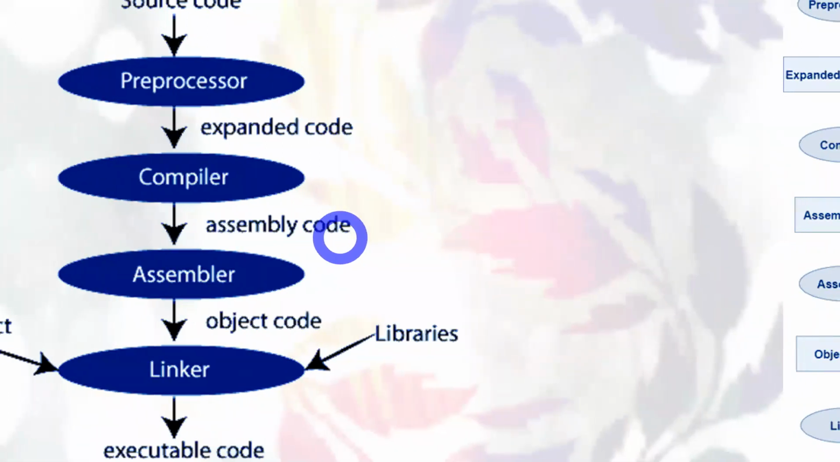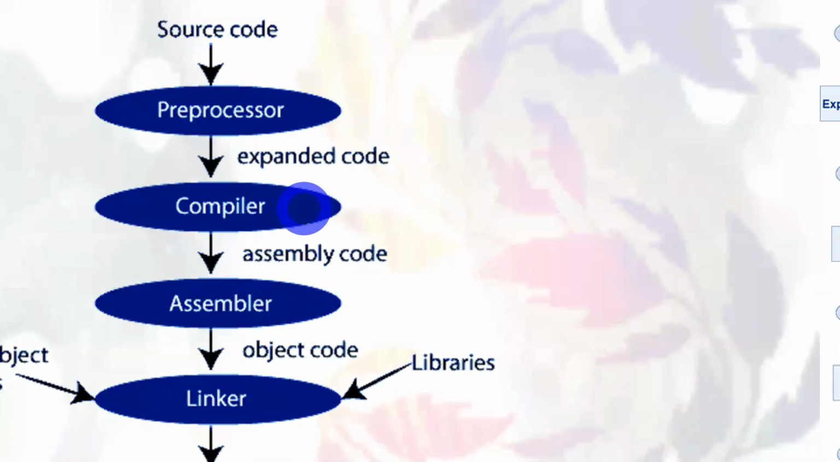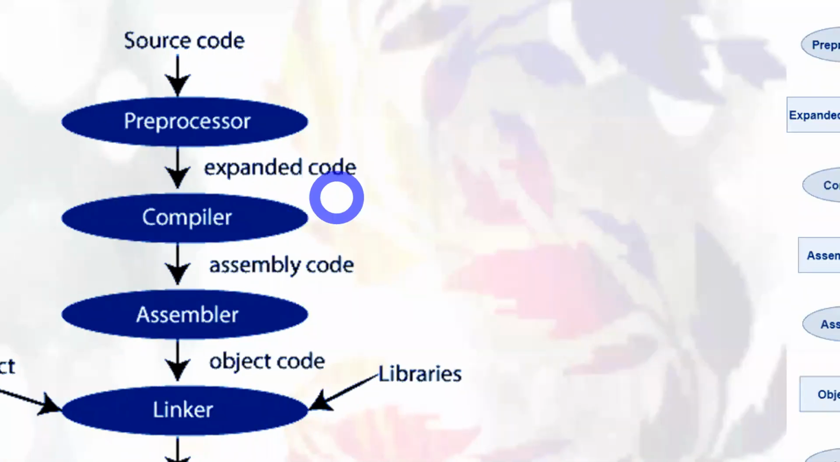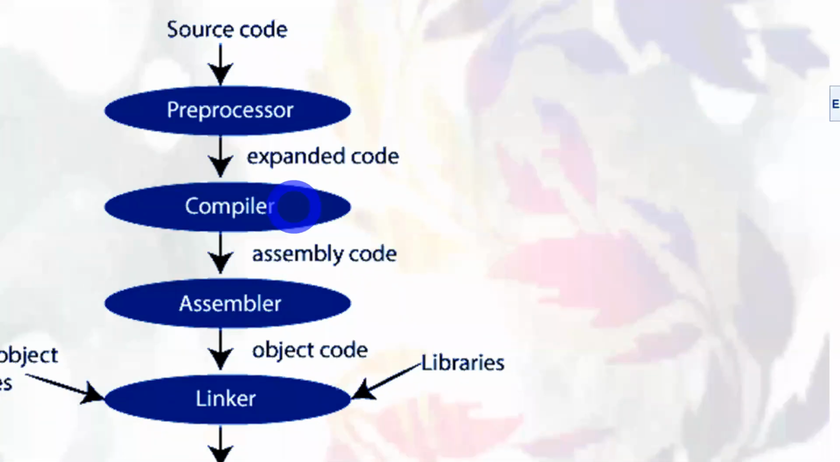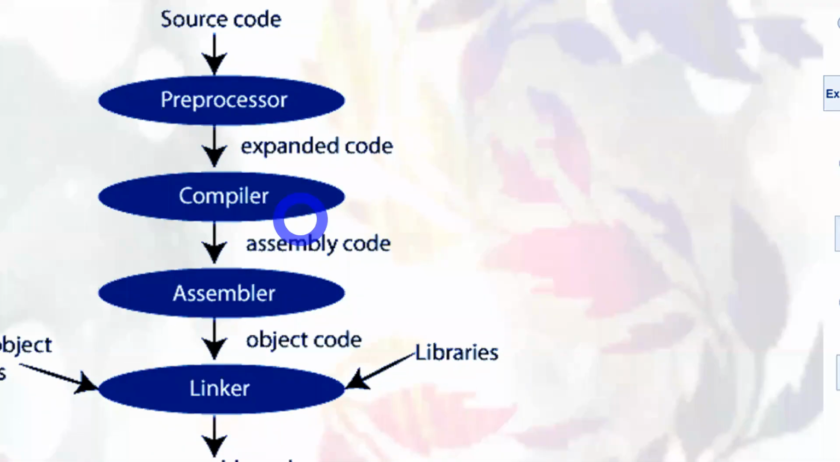Who is responsible to generate assembly code? Compiler. The compiler takes the expanded code as input. After loading that, it checks the syntax and semantics of the particular programming language, like C language. If it is compilation error free, then only it is going to translate. Compiler is a language translator.